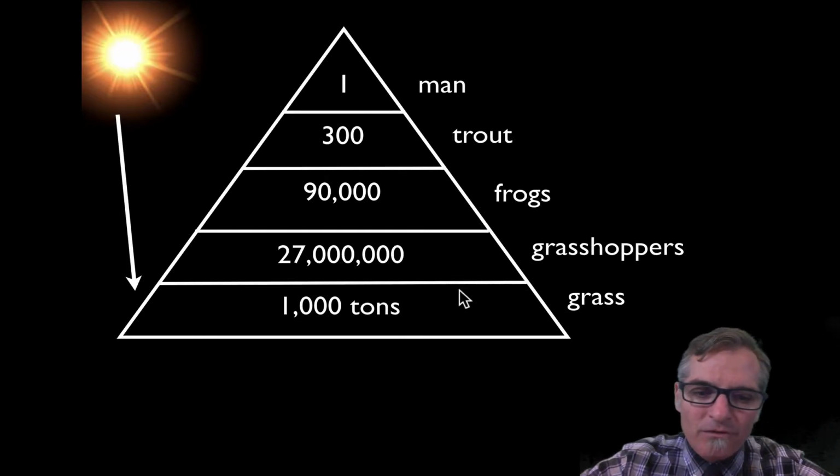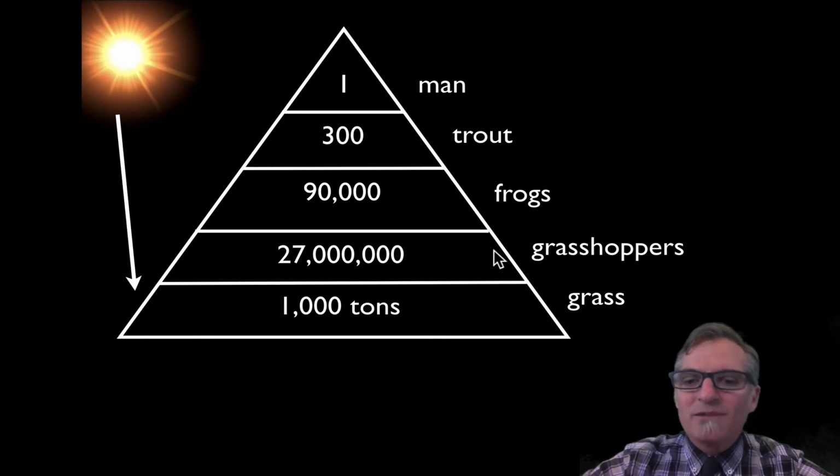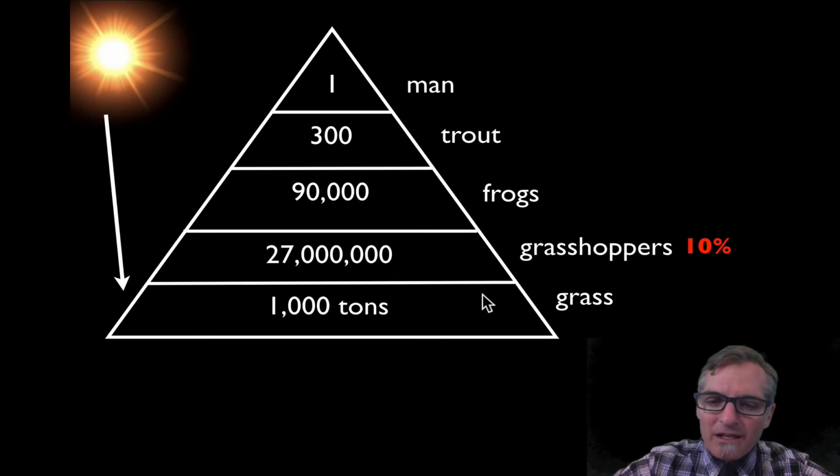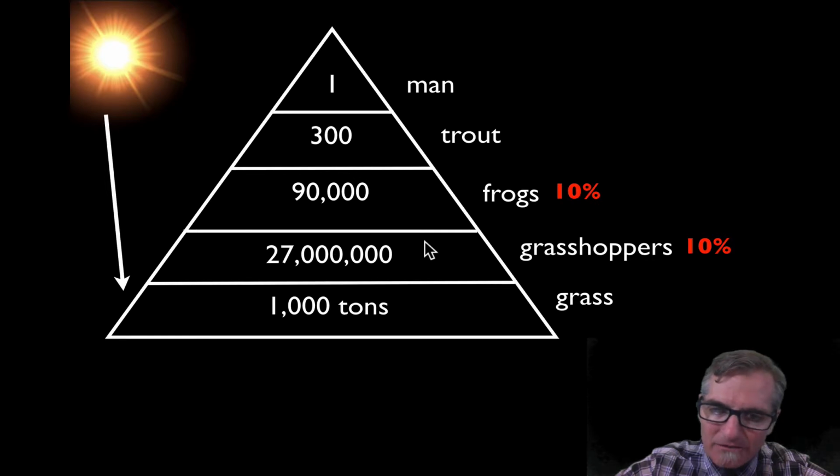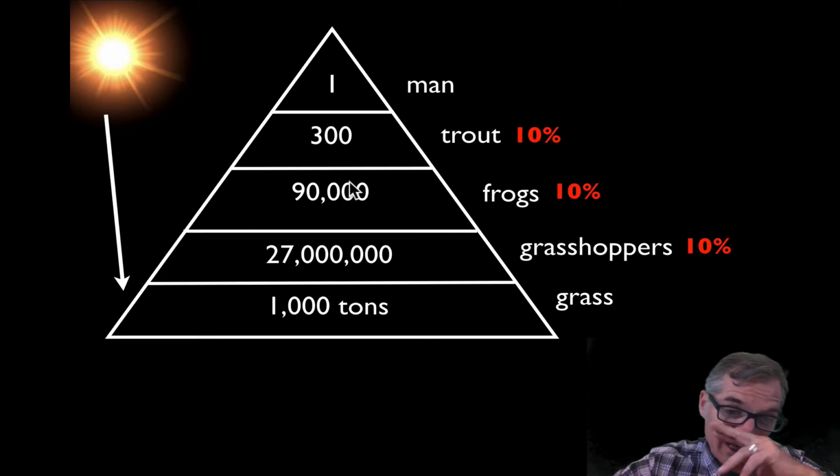So right here, we've got 1,000 tons of grass. That's enough to support 27 million grasshoppers. But the grasshoppers are only able to incorporate 10% of the original energy at this first level. And 27 million grasshoppers is enough grasshoppers within a year to support 90,000 frogs. And those frogs will only be able to take 10% of that energy from the grasshoppers and incorporate it into frog tissue. And so on with the trout, same thing.